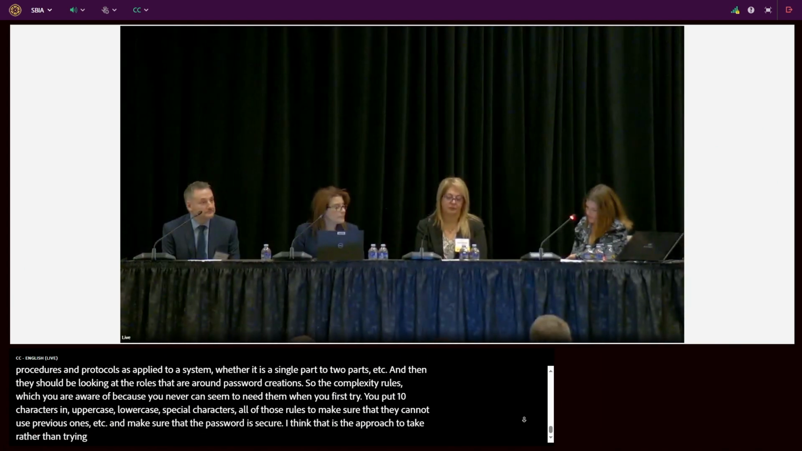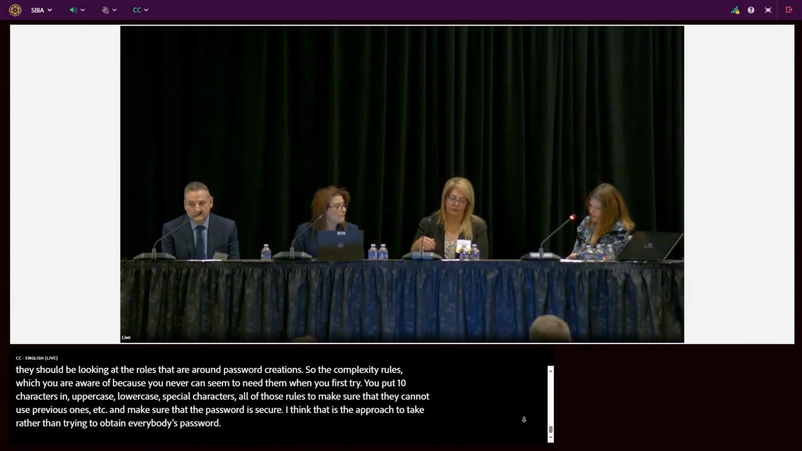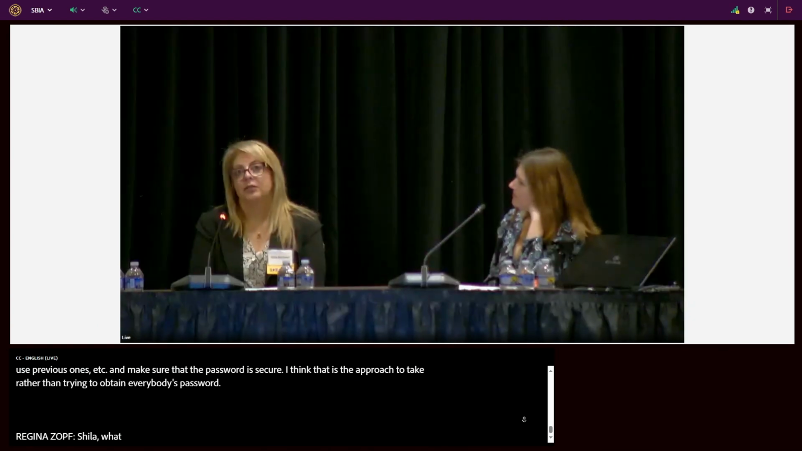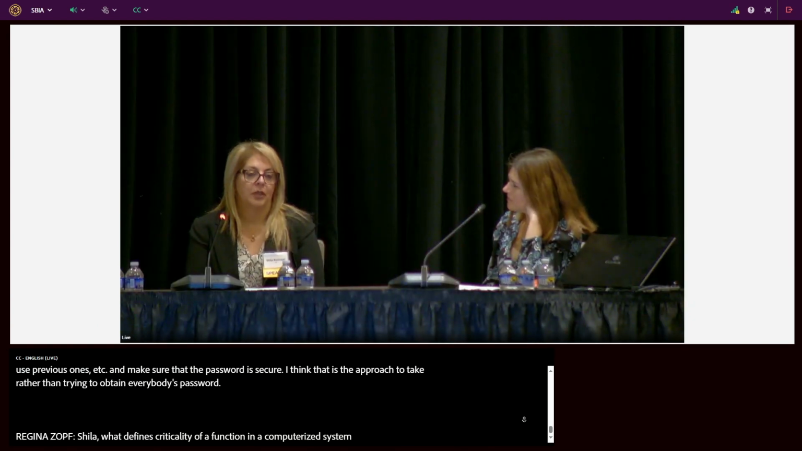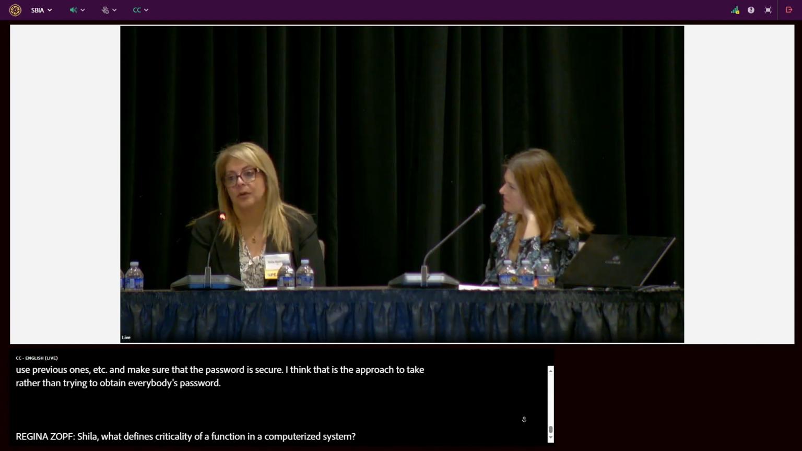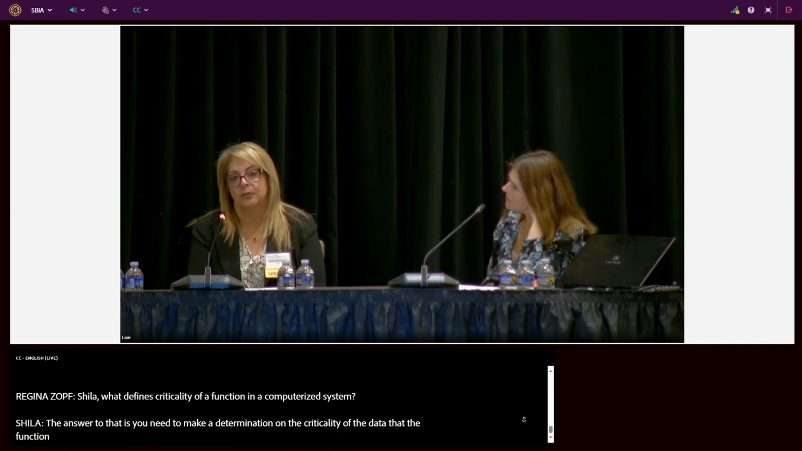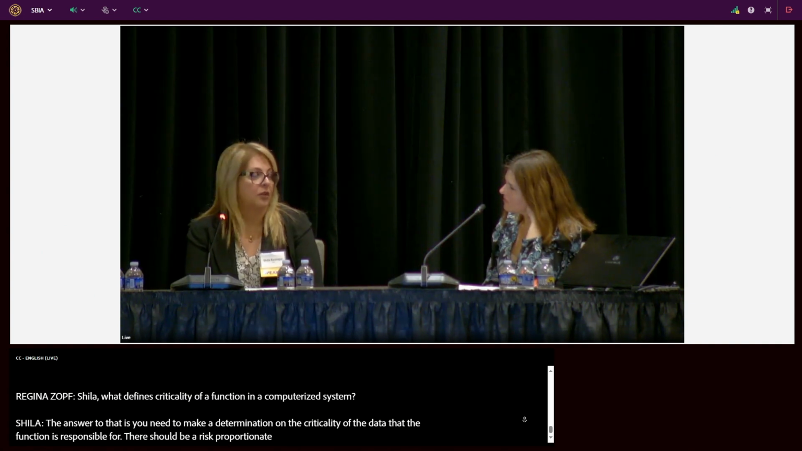Sheila, what defines criticality of a function in a computerized system? The answer to that is that you need to make a determination on the criticality of the data that function is responsible for. There should be, again, a risk proportionate approach to make an assessment on impact of that, either on safety of participants or reliability of the data.